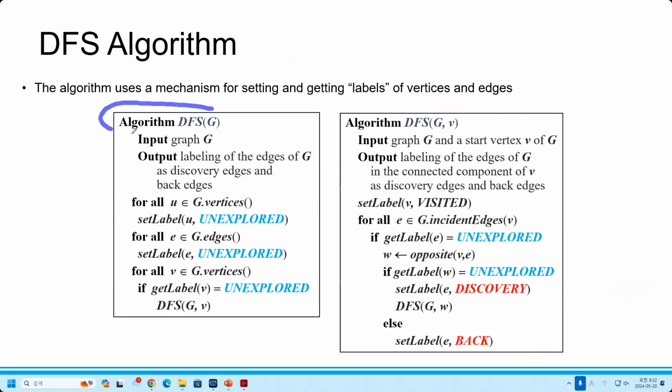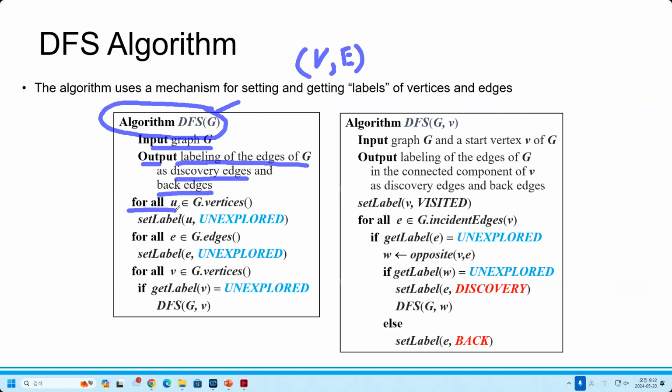There are two algorithms. First, we want to set up the DFS. G is the graph. We will input the graph. In this case, the graph will be a collection of vertices and edges. The output will be a labeling of the edges of G as discovery edges and back edges. Okay, so we will take a look at what discovery edges and back edges are.